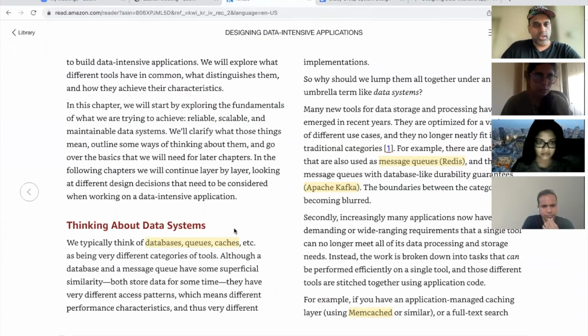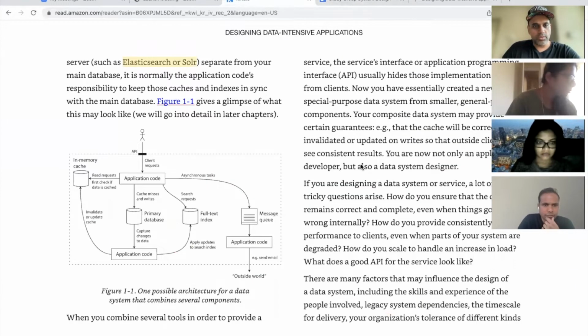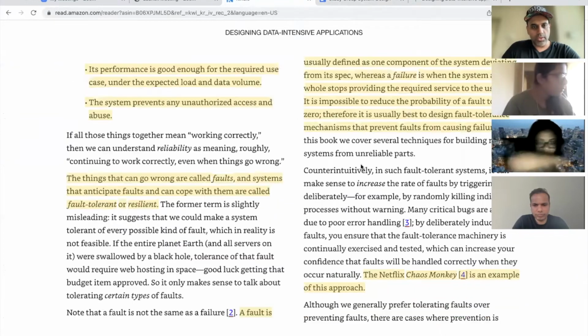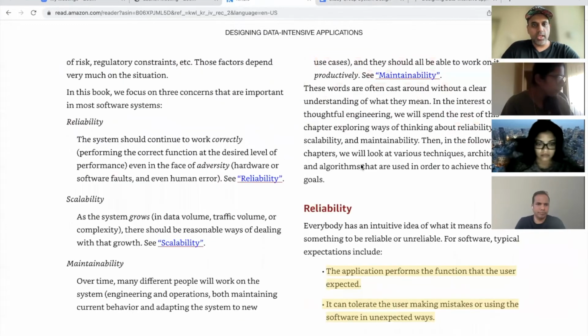If I go back here, I think this is where we are, and we can probably jump to this image here, or we can jump to this page, reliability. Minutes, right? Yeah, reliability. So I put some highlights in here, now that we've gone through the 3 points: reliability, scalability, and maintainability.